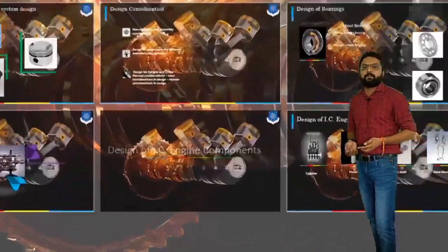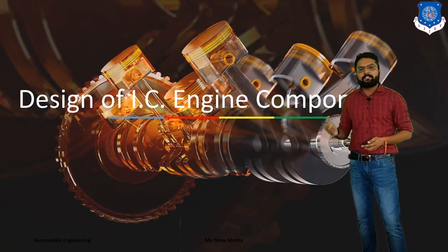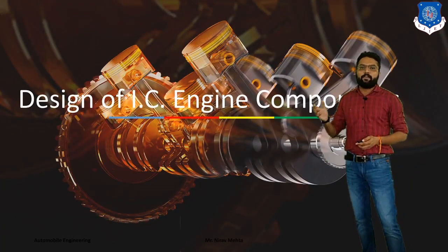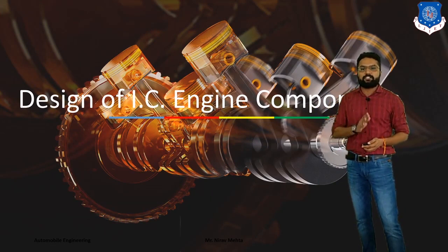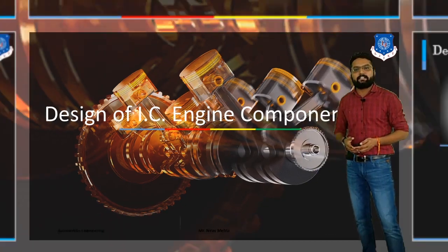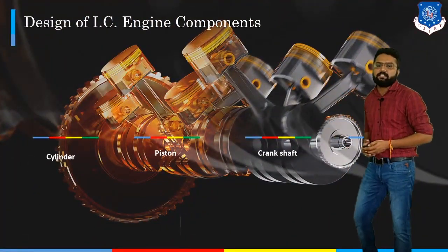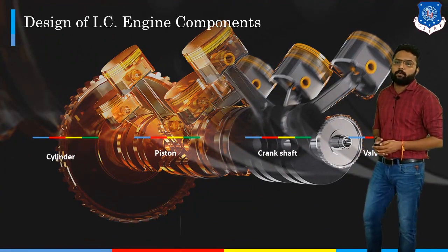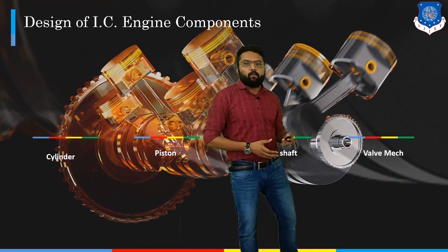Then our last chapter, which is the most important chapter, design of IC engine component. In this design of IC engine component, we are going to design each and every IC engine component in isolation, and ultimately we are going to discuss the different assembly procedures for these components. Clear? So what are our IC engine components? In this IC engine component, we have four different components: cylinder, piston, crankshaft, and valve mechanism.